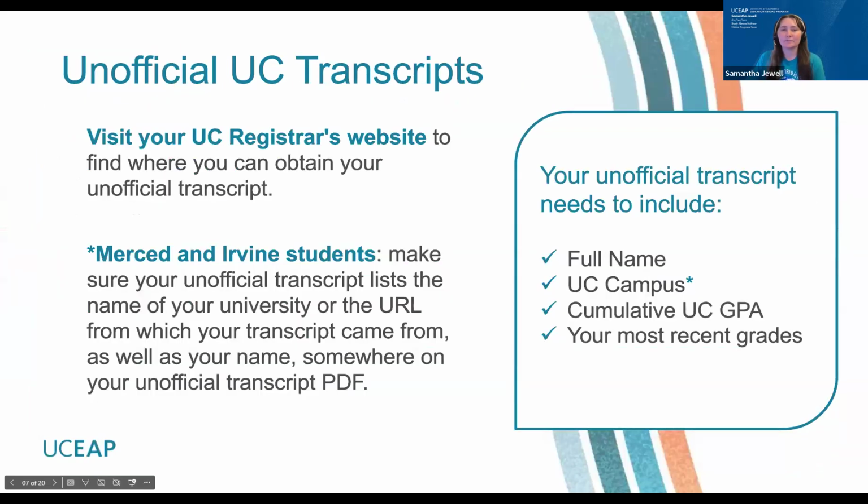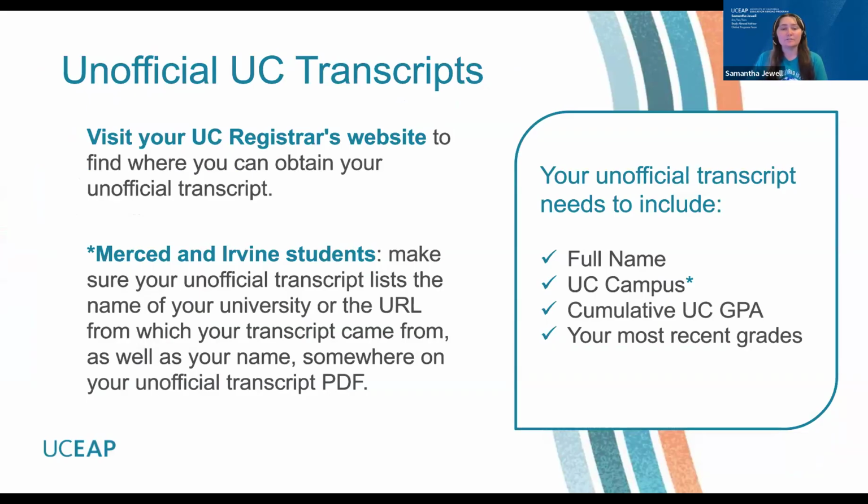Some notes about unofficial UC transcripts. To find your unofficial transcript, you can visit your UC registrar's website. At some UCs, you can request an unofficial transcript. At others, you can download a PDF of your student record or academic summary. Regardless of how you obtain your unofficial transcript, the transcript needs to include your full name, your UC campus, your cumulative UC GPA, and your most recent grades.